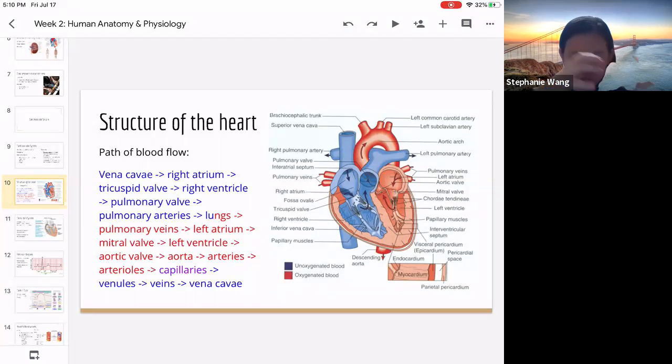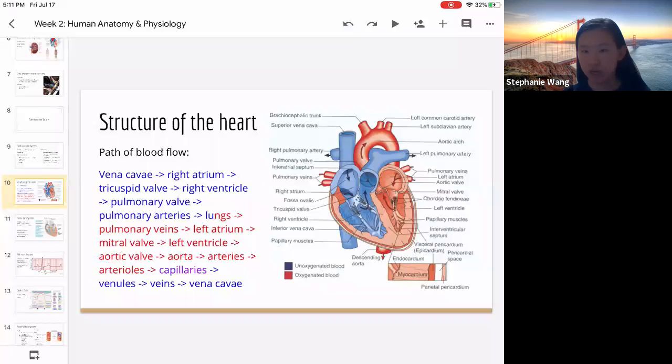So after it goes into the left atrium, it will go down the mitral valve, which has 2 cusps, which is different from the tricuspid valve. And then it goes into the left ventricle, and the left ventricle will pump the blood through the aortic valve and into the aorta and throughout the rest of the body, basically. So that's basically the path of blood flow from the heart.